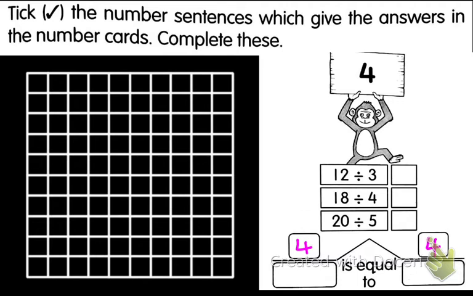Today we are going to use the 100 grid. This is the 100 grid. Okay, 12 divided by 3. One group must have 3 items. Okay, let's see. 1, 2, 3, 4, 5, 6, 7, 8, 9, 10, 11, 12. So, one group, two groups, three groups, and continuing to 10, it's four groups.